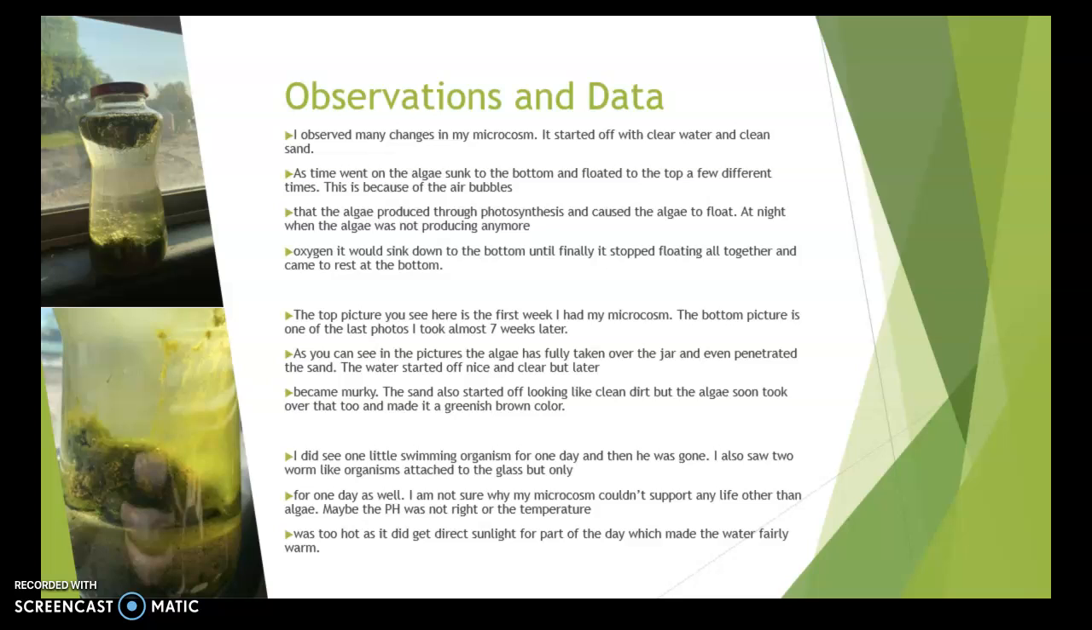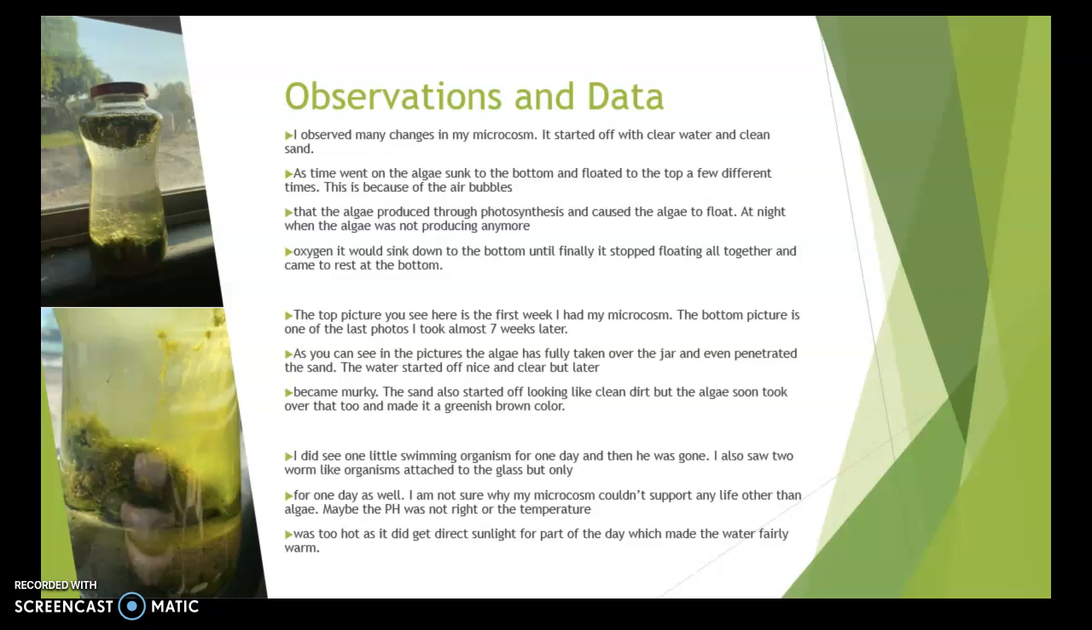The top picture is the first week I had my microcosm, and the bottom picture is one of the last photos I took almost 7 weeks later. As you can see in the pictures, the algae has fully taken over the jar, penetrated the sand, and the water started off nice and clear, but later became murky and dirty looking.